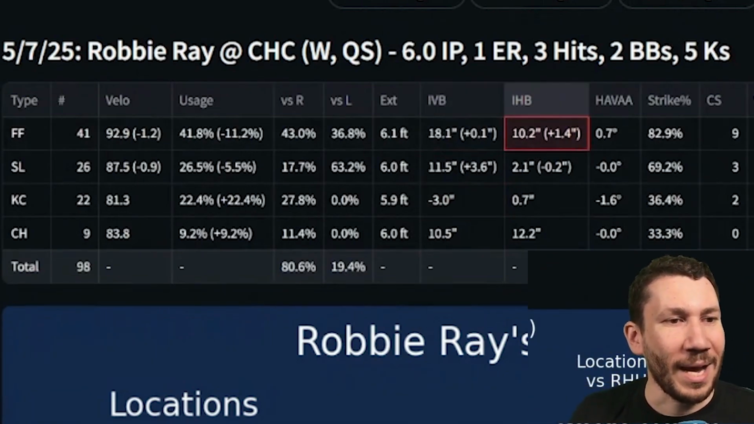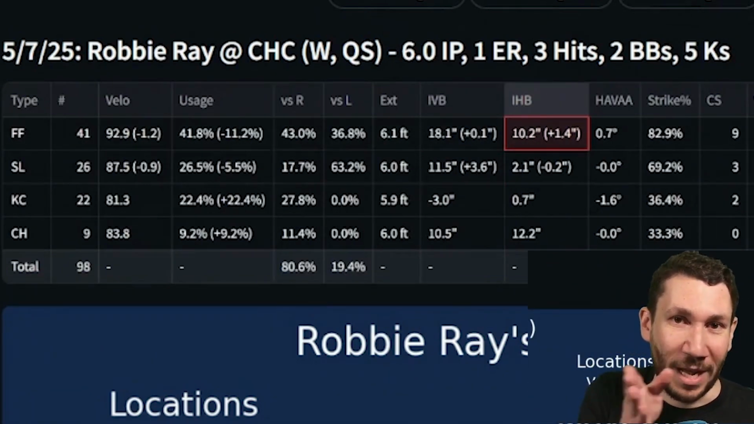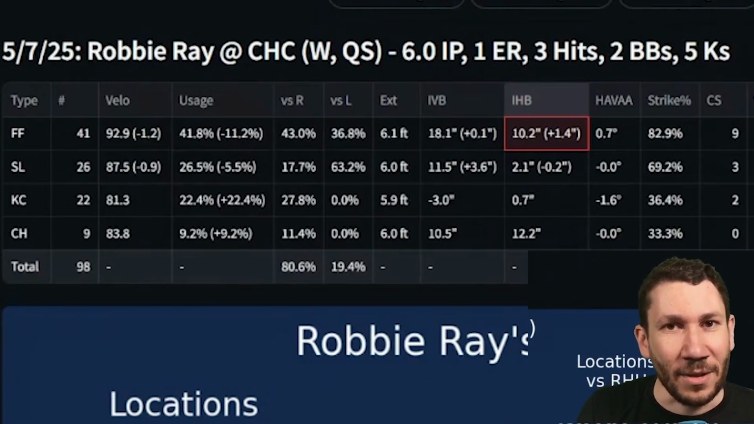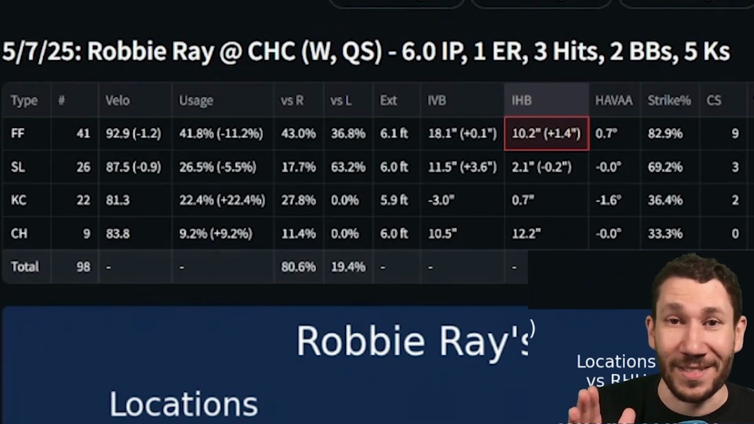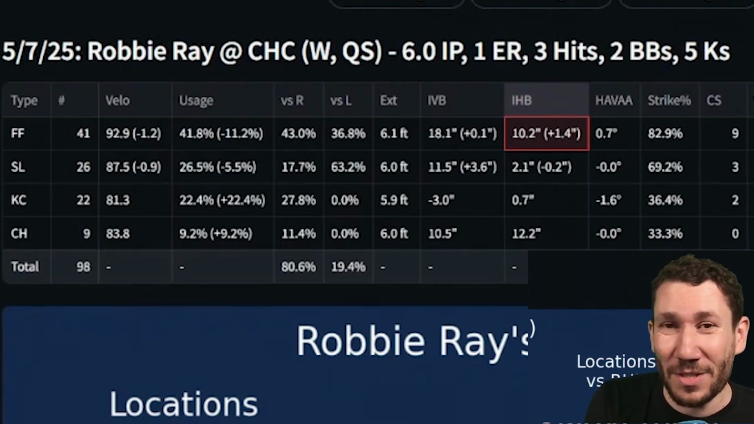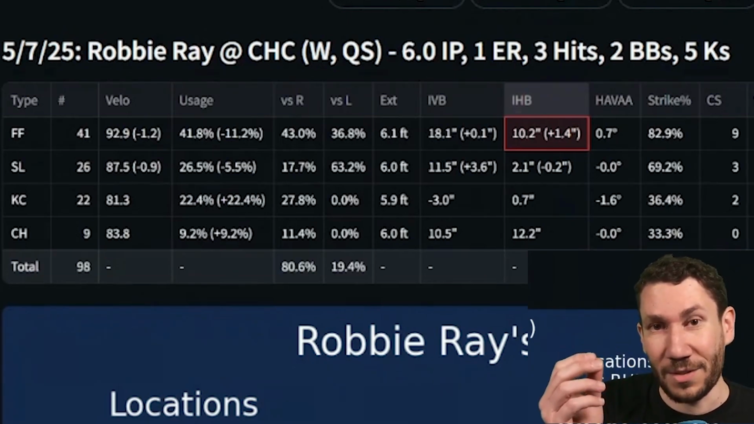Cool. IHB is, again, horizontal movement. How much are you going this way? The biggest thing here is that it's more so for sinkers, otherwise known as two-seamers. We don't have one here, but those are generally really effective around 17 inches. When you see 17 inches of horizontal break, that's when it's like, oh, that's great.